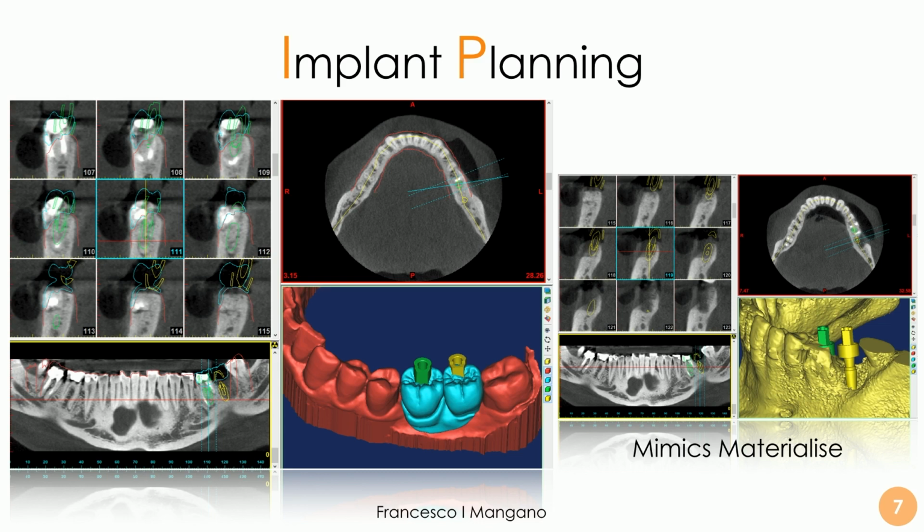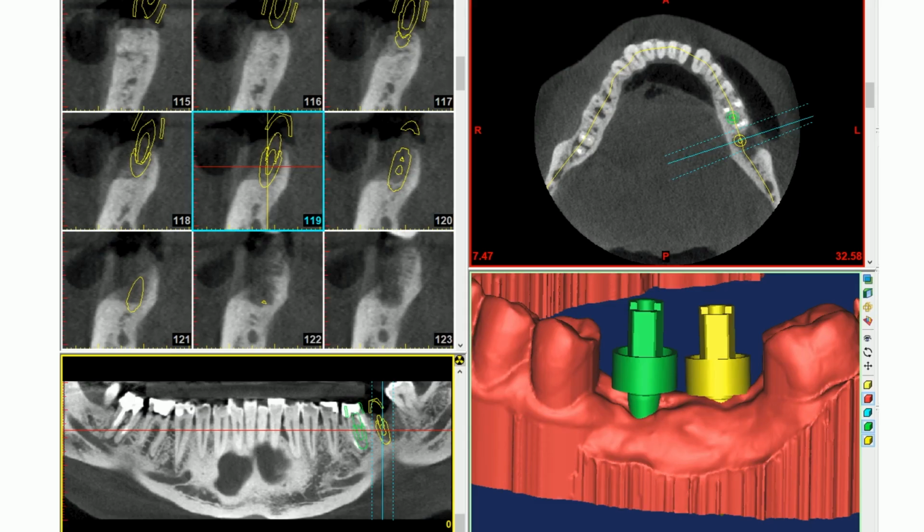In this case, this is not the case because we are in the posterior area, but anyway, we can plan our implant in position, in depth, in inclination, according to the residual bone volume and according obviously to the emergent profile, the ideal emergent profile given by the waxing. And as you can see here, we can evaluate everything in the cross section.